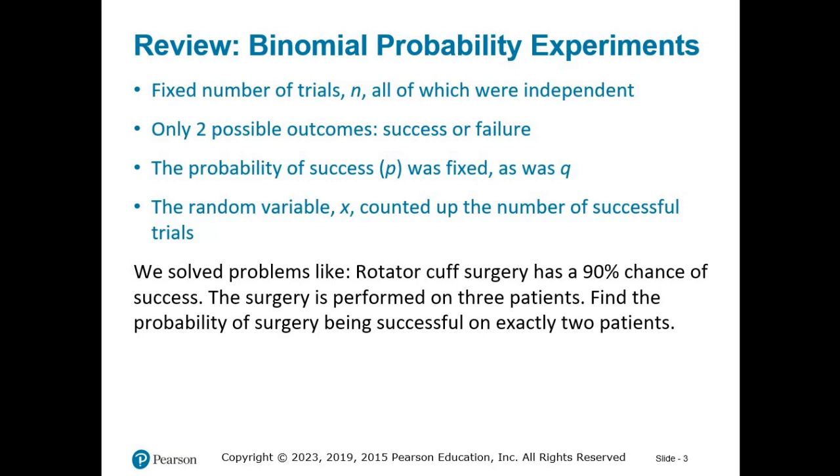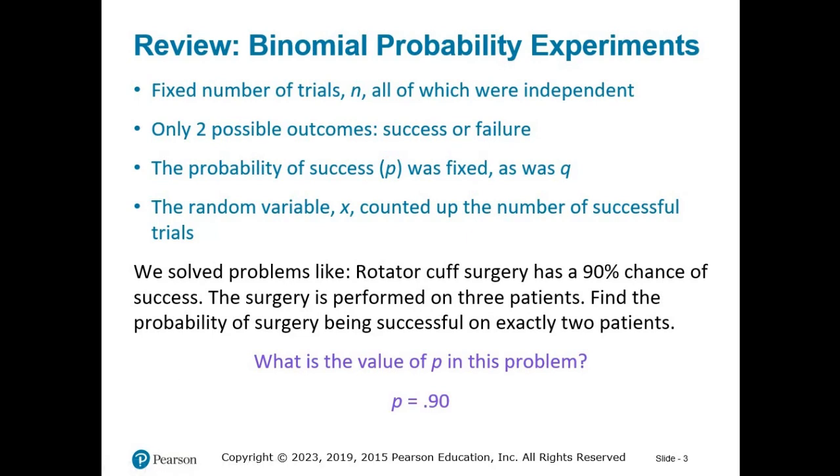With binomial probability experiments, we answered questions like this. Rotator cuff surgery has a 90% chance of success. The surgery is performed on 3 patients. Find the probability of surgery being successful on exactly 2 patients. We asked ourselves questions like, what is the value of p in this problem? For this one, p is the probability of successful surgery, which would be 0.90.